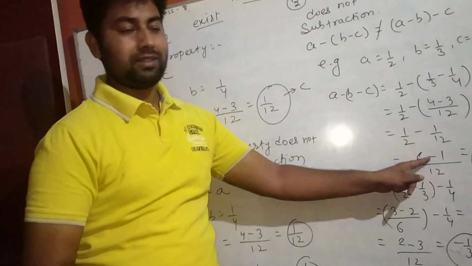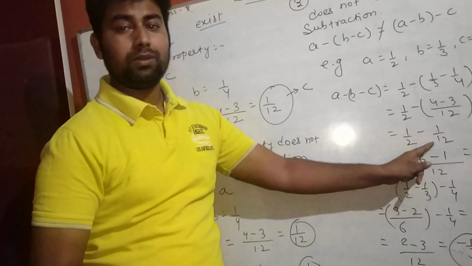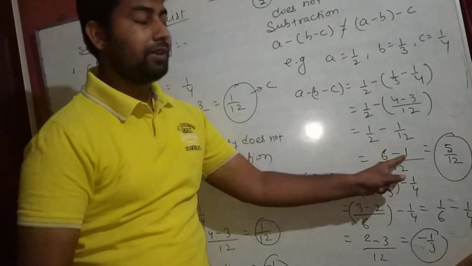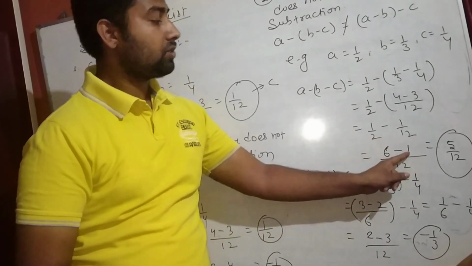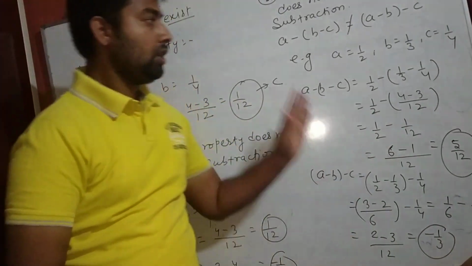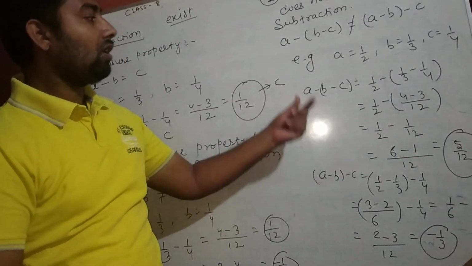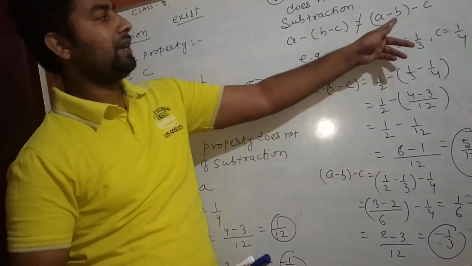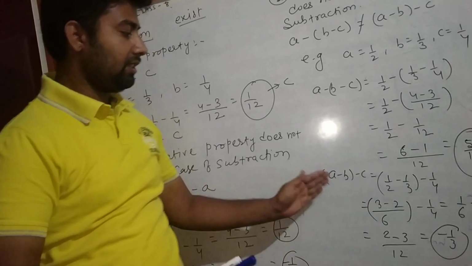The minus will remain as it is. And in the table of 12, 12 comes how many times? 1 time, that's why we have written 1. 6 minus 1, that is 5 by 12. So right now we have got only the LHS. Now find out the other value, that is (a minus b) minus c.